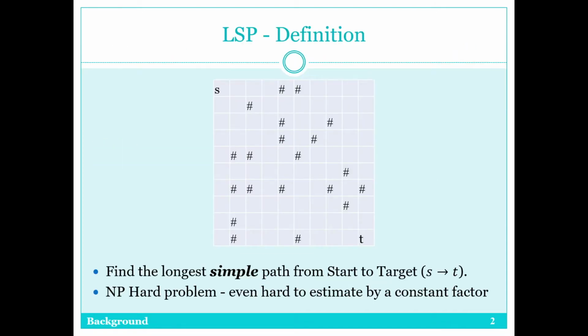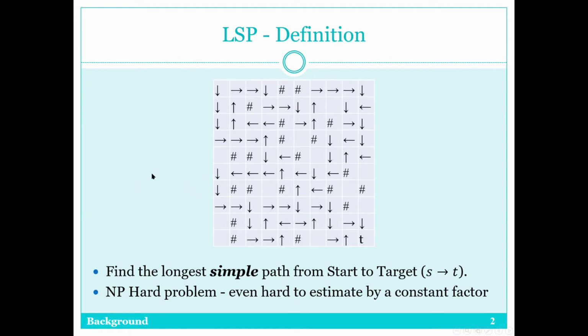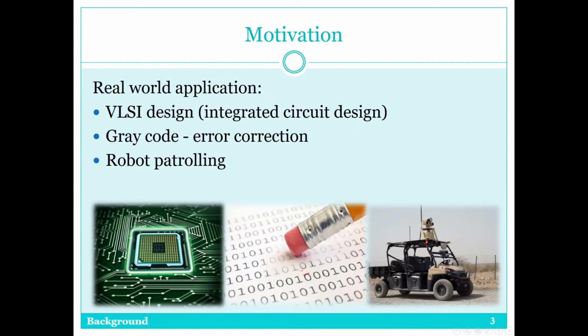The longest simple path problem is a classic computer science problem where we need to find a path from a starting point to an endpoint. It's an NP-hard problem. For instance, this is the solution for this problem. You probably ask, why should anyone try to find this kind of path? Then there are some real-world applications for this problem, such as VLSI design, error corrections, and robot patrolling.